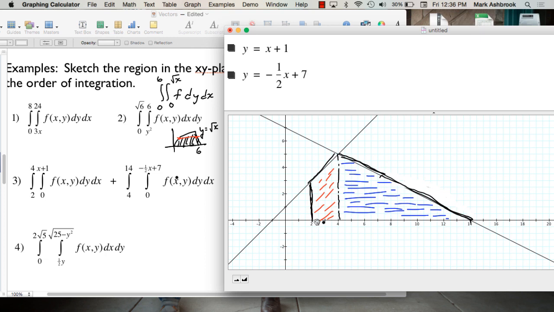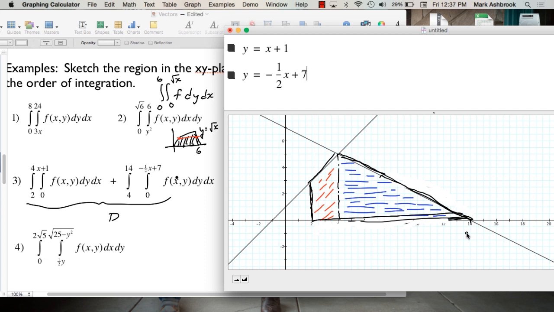This weird looking trapezoidal thing is the region, which I'm having a very tough time outlining. Okay, so it's that whole thing. That's the region. If this is all one region, D, it's this weird looking wedge, the red and the blue together.